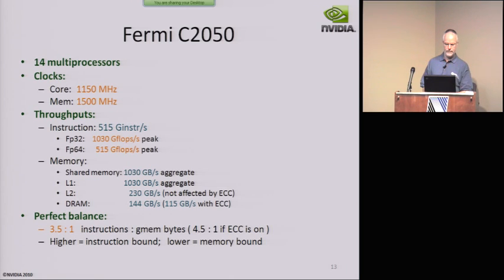Now a specific product, C2050, is the first Fermi that came out. There's 14 multiprocessors. We have about a gigahertz core clock and 1.5 gigahertz memory clock. You'll notice that these clock rates are significantly slower than CPU clock rates. Well, the core at least.